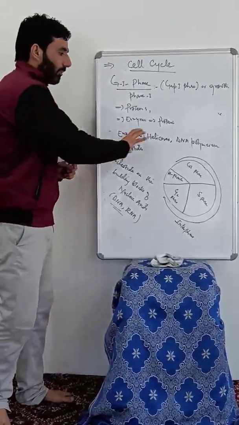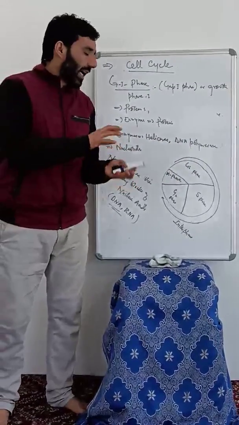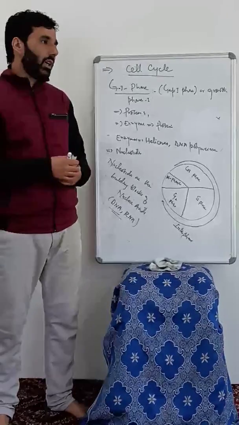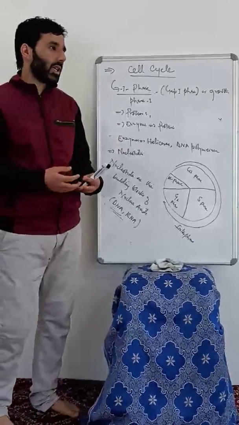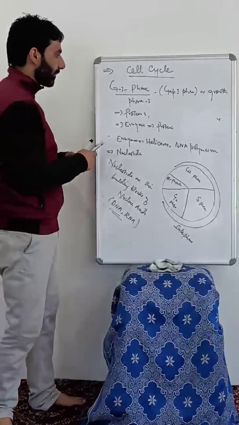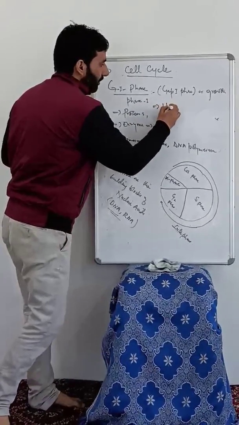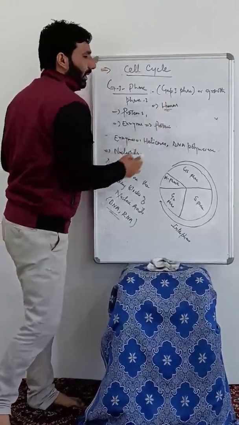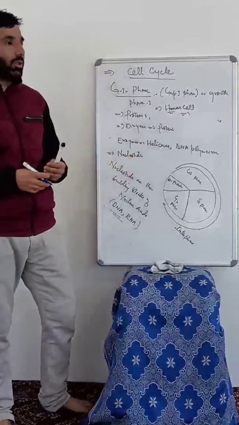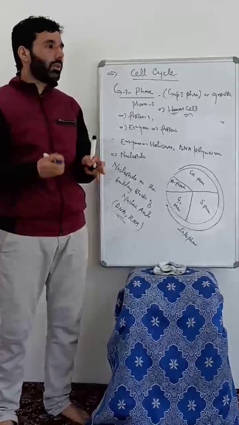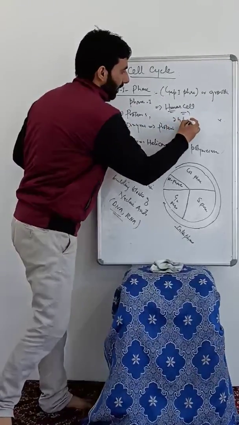That's when we talk about the time interval of these phases. We know that if we take a typical cell, it varies from cell to cell and organism to organism. If we talk about the human cell, a normal human cell takes about 24 hours to divide.